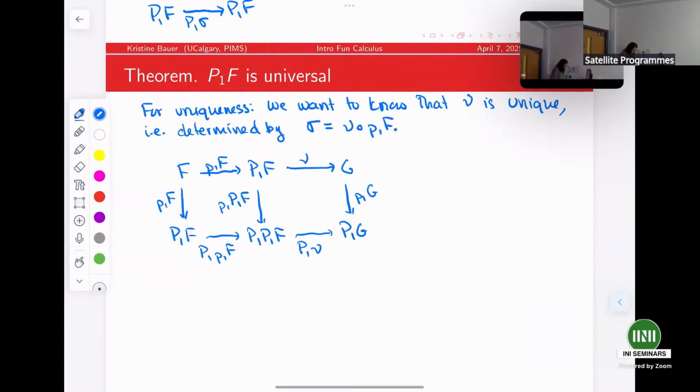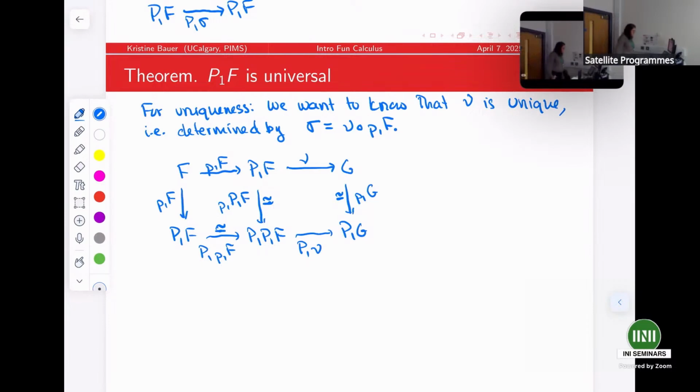Okay. Well, just like before, this is a weak equivalence because G was already excisive. This is a weak equivalence because P1F is already excisive. At least I proved that when F is in the stable range. I'll talk to you tomorrow about why it's true in general. And we're going to assume that result for now. And then finally, this one is also an equivalence, basically because P1F is excisive.